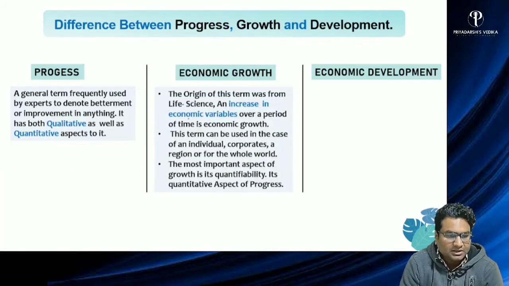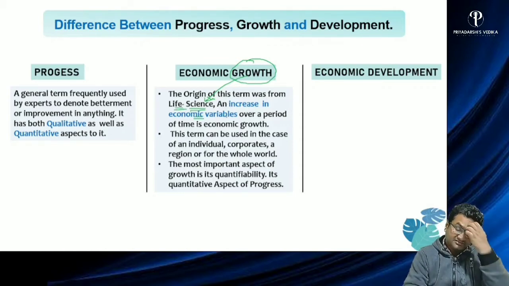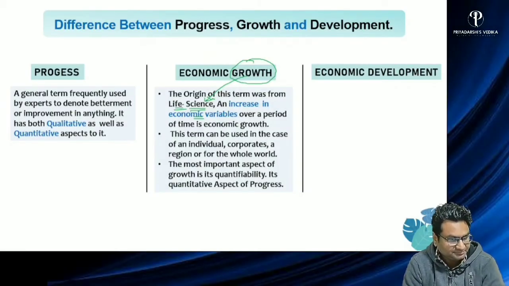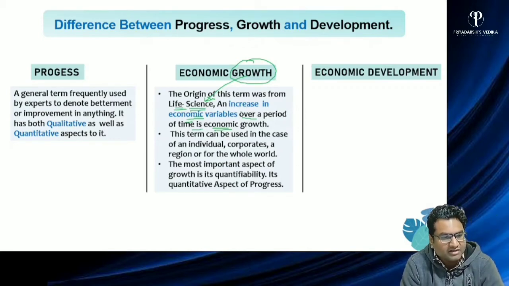The origin of this term was from life science. The word growth originated from life science, which means biology, plantology, and whatever is related to science. That word came from life science, but economics has used it in its own way. An increase in economic variables over a period of time is economic growth. Economic variables, various economic data which have made some progress or improvement over time, is called economic growth.